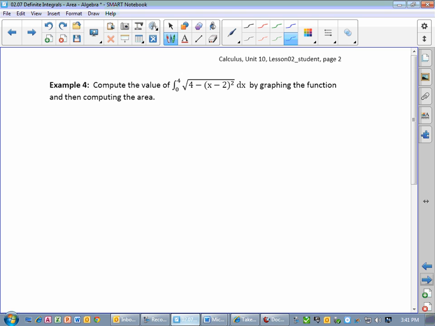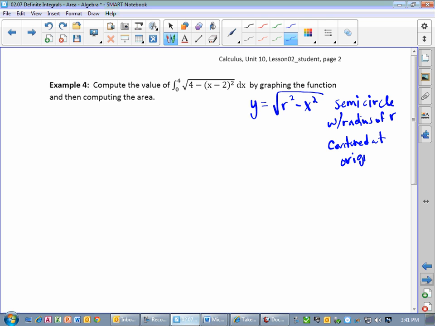So the general equation for this kind of a function is y equals the square root of r squared minus x squared. That's a semicircle with a radius of r. And if it's a general form, it's centered at the origin. Okay, so this is the general form for a semicircle with radius of r centered at the origin. So what is the radius of our semicircle? We look at this as r squared, right? So that means r must be 2.